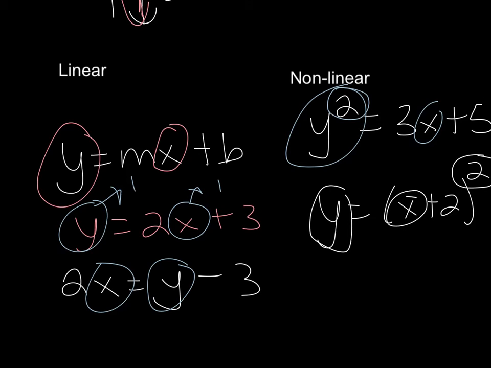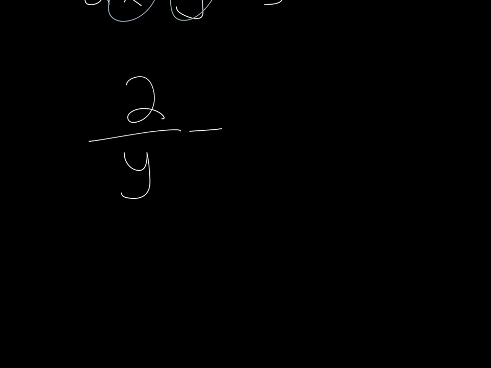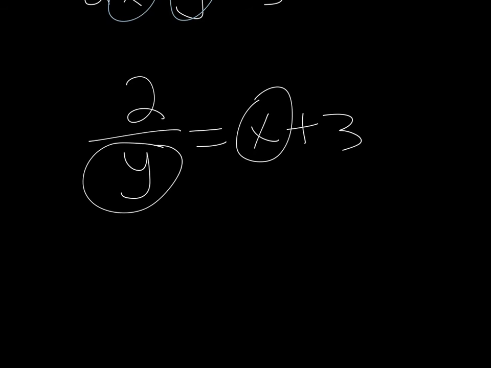I think the trickiest problems are ones that look like this. Maybe if we have something like 2 over y equals x plus 3. Now I want to decide, is this linear or nonlinear? Well, there is one x and one y. And because the y is not raised to any power, this one is linear.